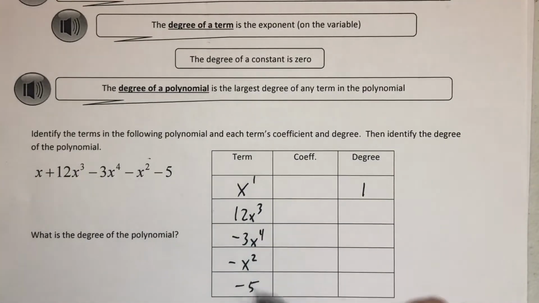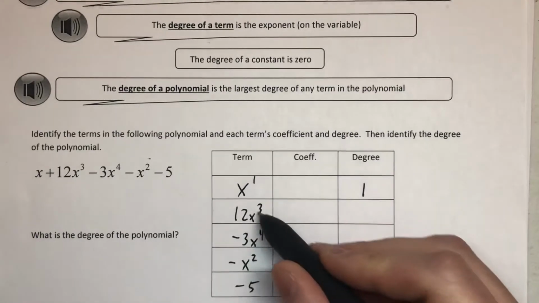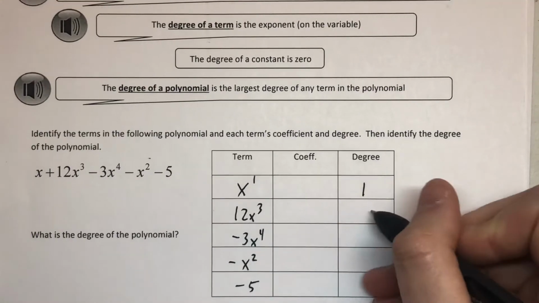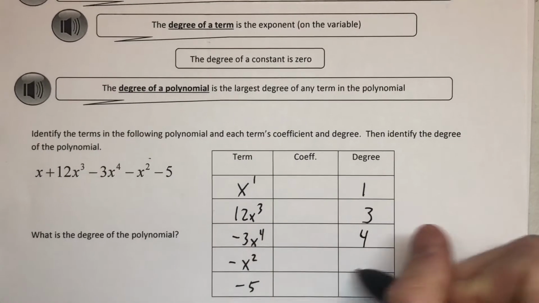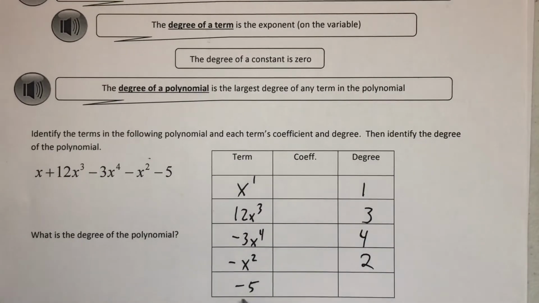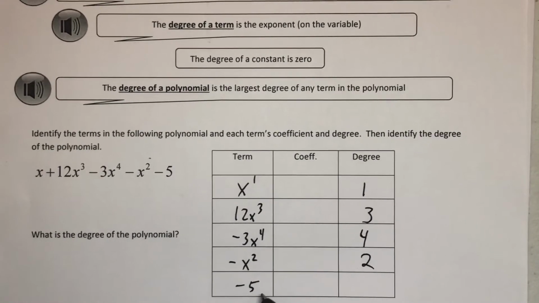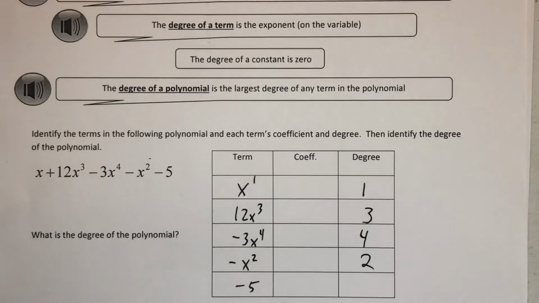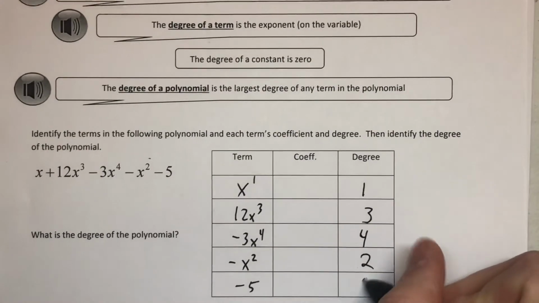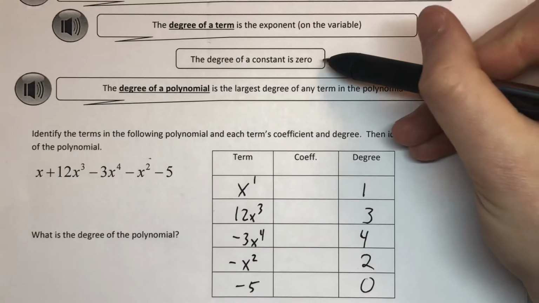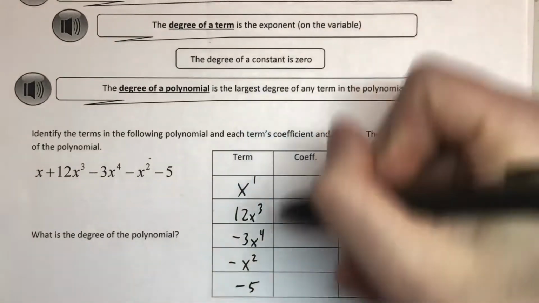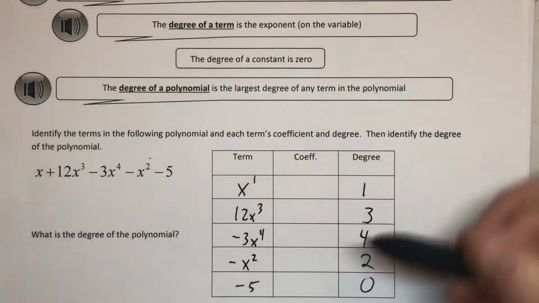The degree of the next term, 12x cubed, it's the exponent of 3. Next term exponent is 4. Next term exponent is 2. Now the last one, when you do not see a variable at all, right, there's no x in here. Remember, we call this a constant. This is going to have a degree of 0, right? There is no variable, none, 0. Also, that's mentioned right here. The degree of any constant will be 0. That's what we've got there.